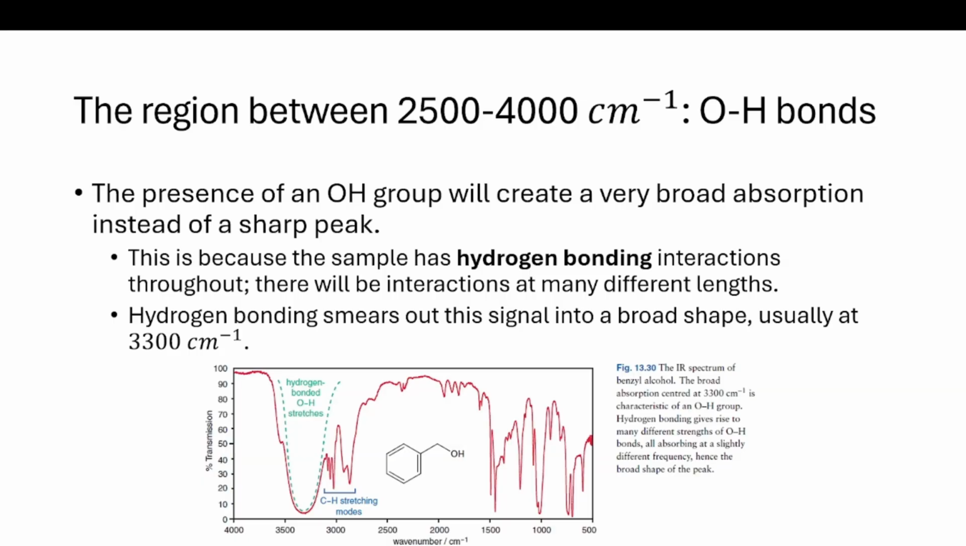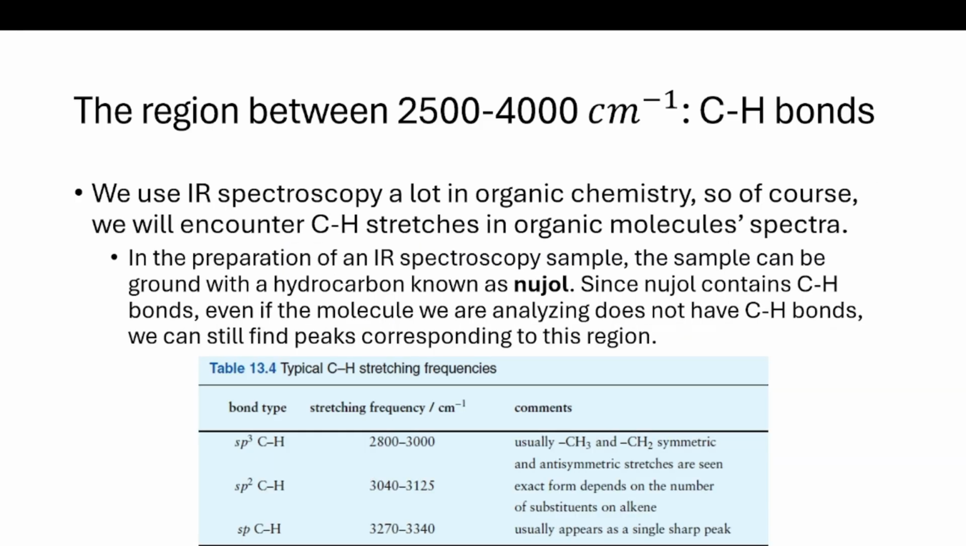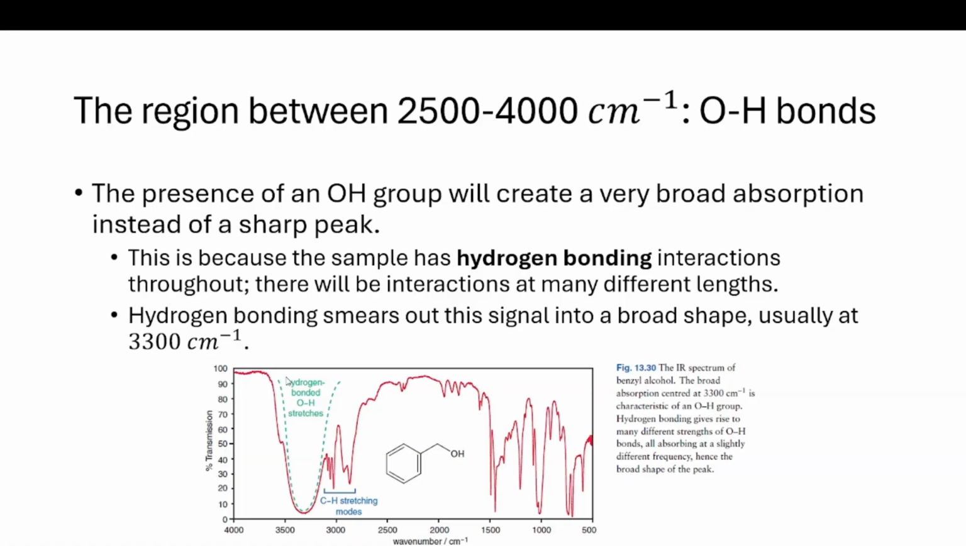Now, this one was personally one of my favorite parts to read in the IR section, and that's because oxygen-hydrogen bonds are included in this particular region. Now, instead of a sharp peak like what you see with the sp carbon to hydrogen bond, we actually see a very broad absorption peak or transmission dip.